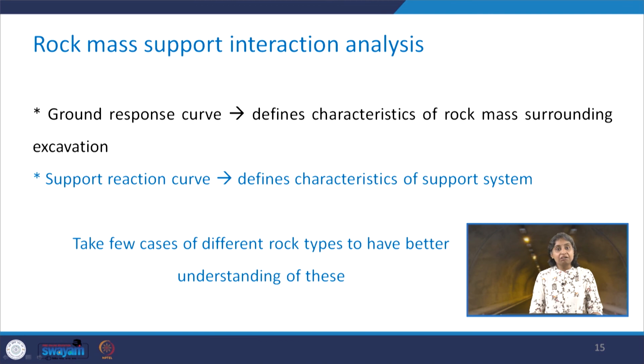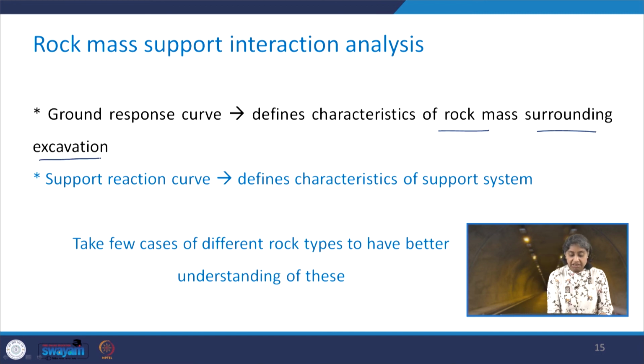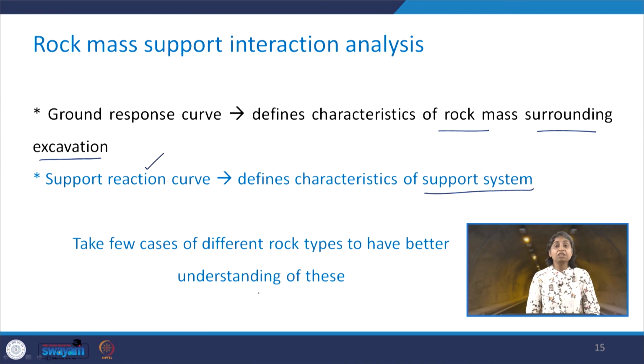Now, the ground response curve is a term that clearly defines the characteristic of the rock mass surrounding the excavation. We have seen that when we talk about rock mass support interaction, or the rock mass tunnel support system, we have two components. One is the tunnel or the excavation itself, and the other component is the support system. The characteristics of these two components are given by the ground response curve and the support reaction curve. The ground response curve gives us the idea about the characteristic of the rock mass which surrounds the excavation, and the support reaction curve defines the characteristic of the support system.